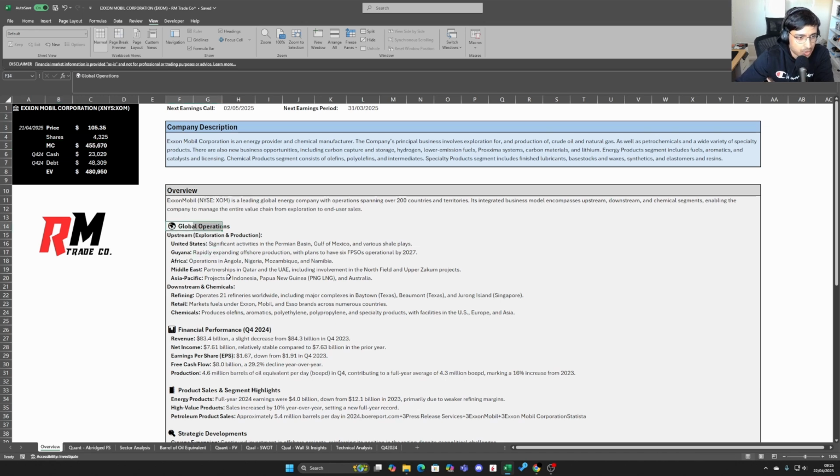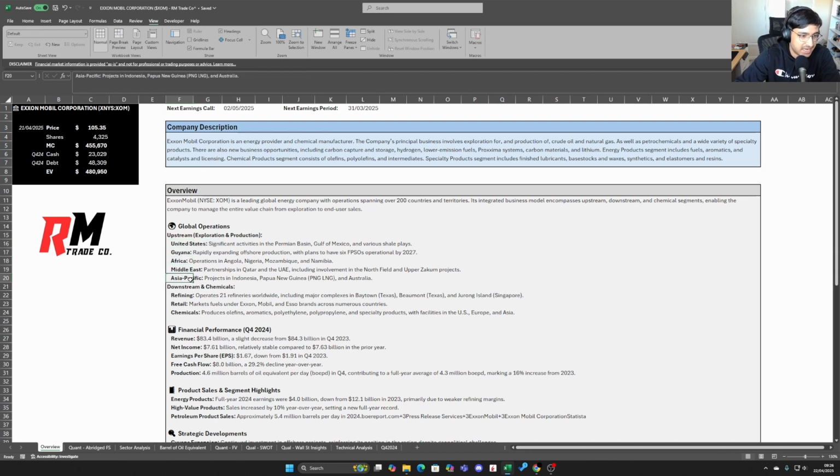So it obviously has global operations, and you split the operations between upstream and downstream. So the upstream will primarily be the exploration and production of, as I said before, oil and gas, and then the downstream is more like processing and refining the products, because obviously when you get oil and gas from the ground, from nature, I guess, you can't just use it there and then. For the most part, you then have to process and refine it to then use in your cars and in other products.